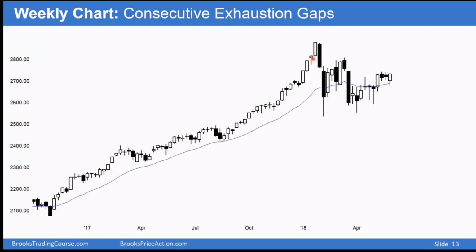However, back in January, in here, I kept saying we're probably going to get at least a 5% correction within the next few weeks because of consecutive buy climaxes on the weekly chart.